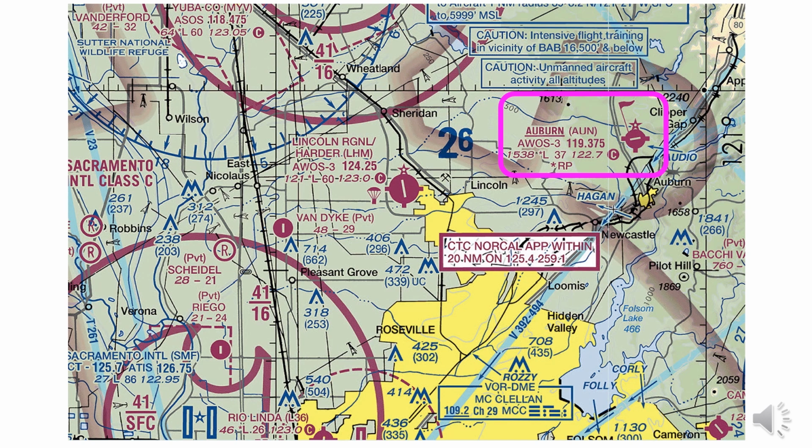Auburn, Alpha Uniform November, is only a few miles away, but its field elevation is 1,538 feet, about 1,400 feet higher than Lincoln. It often sits above the low clouds that keep the valley in low IFR conditions. If a large weather system were creating IFR throughout Northern California, you would have to search farther afield for a suitable alternate. But for this scenario, assume Auburn will work.